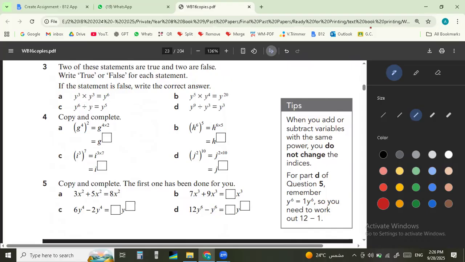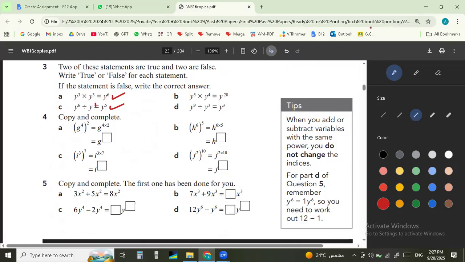Two of these statements are true. Write true or false for each statement. If the statement is false, write the correct answer. So this is y to the power of 6. It is true. Y, I added the indices. Here, this is y to the power of 5, 6 minus 1. And don't say this is y to the power of nothing. No, it's not nothing. It is y to the power of 1. So 6 minus 1 is 5.